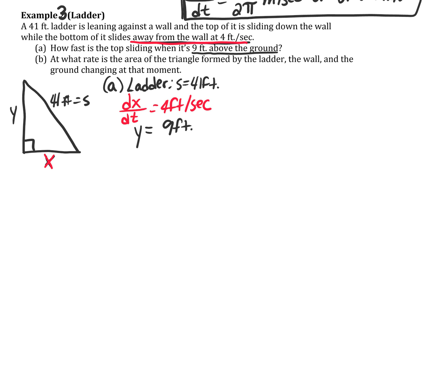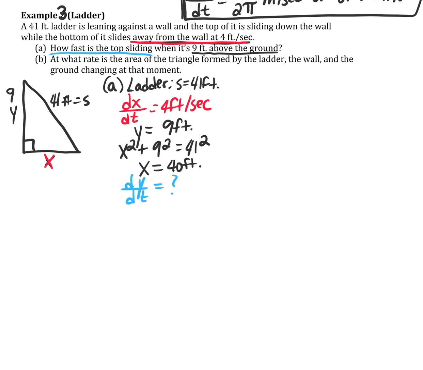And since 9 now is on our side here, we can use Pythagorean theorem to find our Y value. I think I said Y, I meant to say X. Our X value will come out to be 40 feet. So we have a lot of information we'll be able to plug in. And the question is asking how fast is the top sliding. That's going to be our Y rate. So dy over dt is our question mark here.